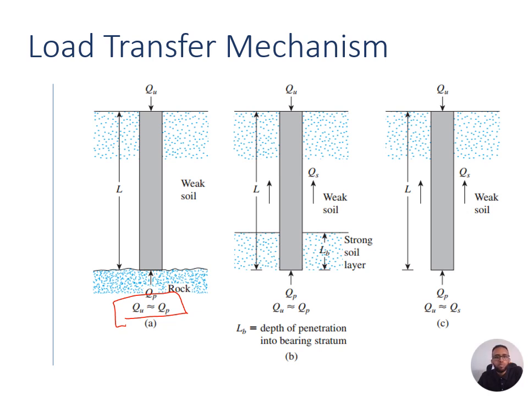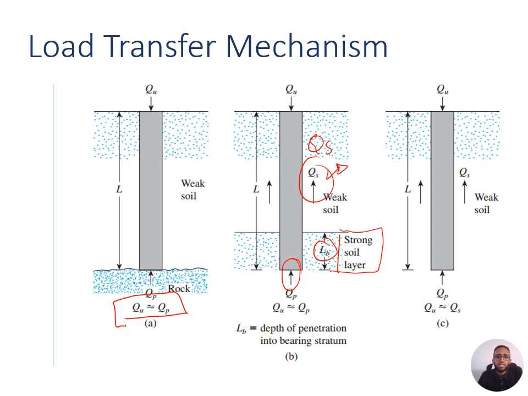In case B, the soil profile consists of weak soil at the top, so that we can have a resistance due to QS, which is skin frictional resistance, and a combination which is the end bearing resistance, which is QP at the bottom of the soil, because we have a relatively strong soil layer below, so that the depth of the penetration into the bearing stratum, which is denoted by LB, is critical. So this is a crucial factor in determining the load transfer from the pile to the strong soil layer.